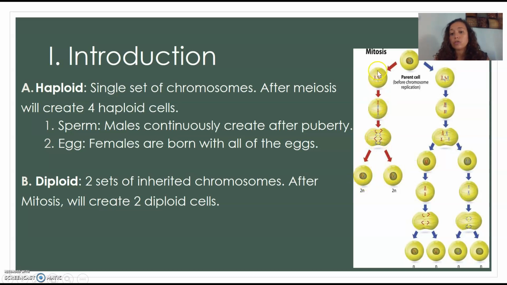You start with 46 and you end with 46. Here, for meiosis, you start with 46 and you're going to go through meiosis 1 and meiosis 2. So you go through it twice, so you replicate twice, and you end up with four haploid cells, which have half the amount of chromosomes that you start off with. So 23, 23, 23, 23. This is how you do that.